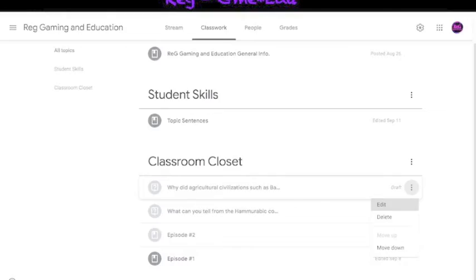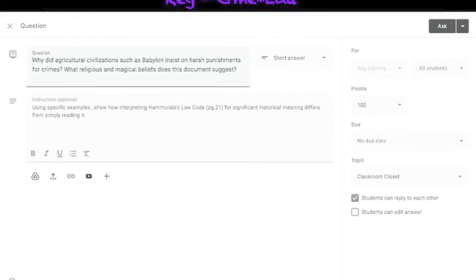These questions that you see here came from the end of the document excerpt in the textbook. So again, when we took a look at the textbook, note that it had an introduction, and then it had those Hammurabi's Code excerpts. And then after that, it had this information. These are two of the four questions that followed. Why did agricultural civilizations such as Babylon insist on harsh punishments for crimes? And what religious and magical beliefs does this document suggest?